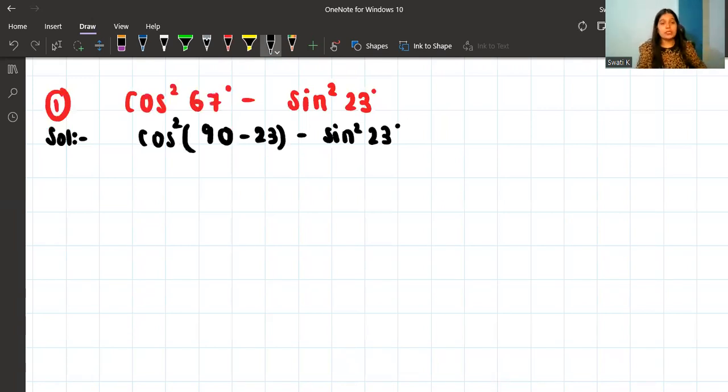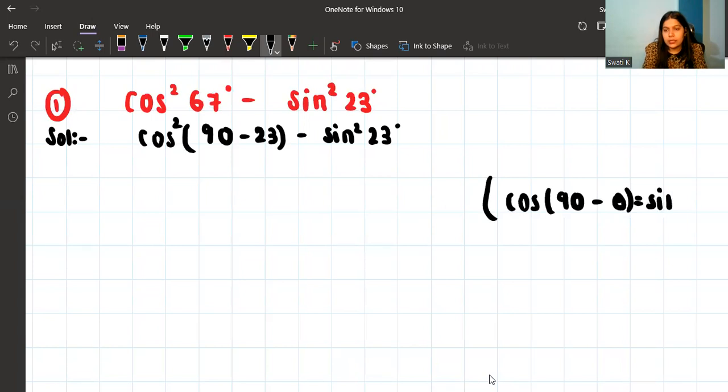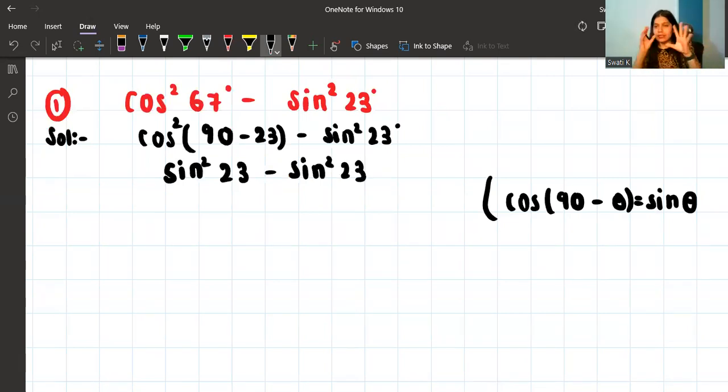Now we know that cos (90 minus theta) is sine theta. So by this formula, this will become sine square 23 minus sine square 23. Now you know that anything minus the same thing is of course 0. So therefore this is going to be 0. So the answer was 0.